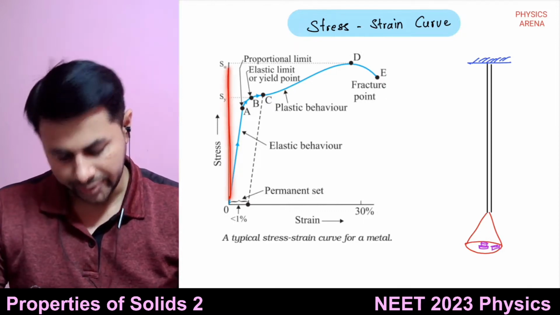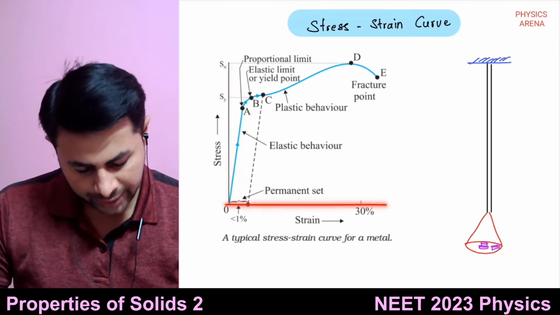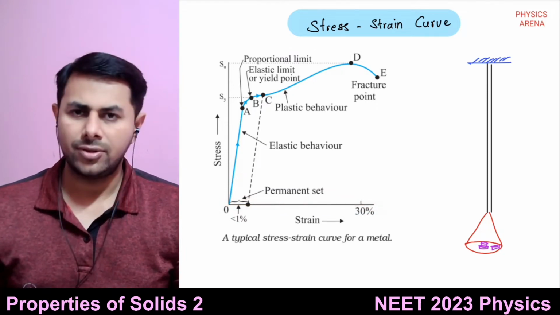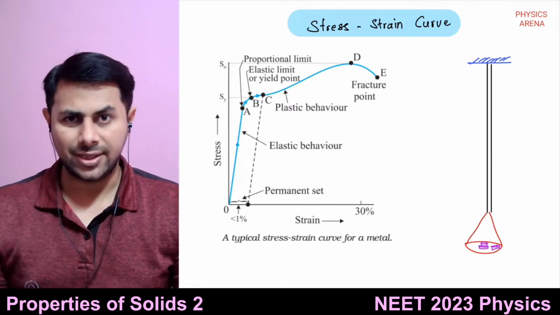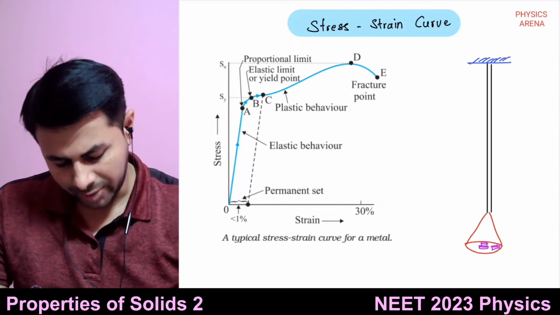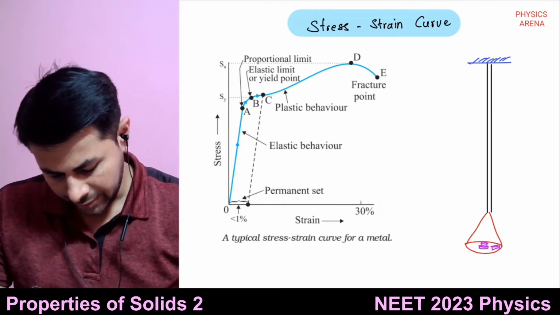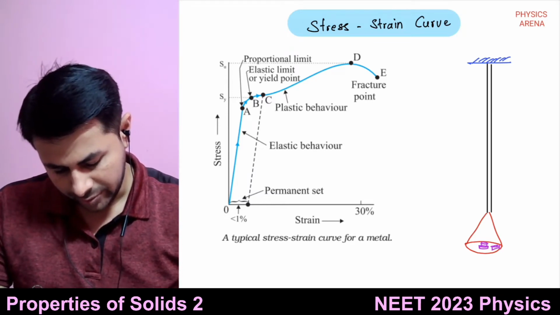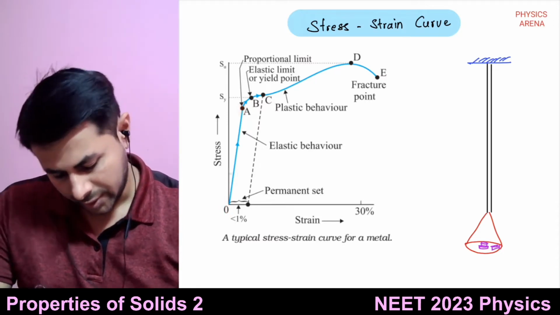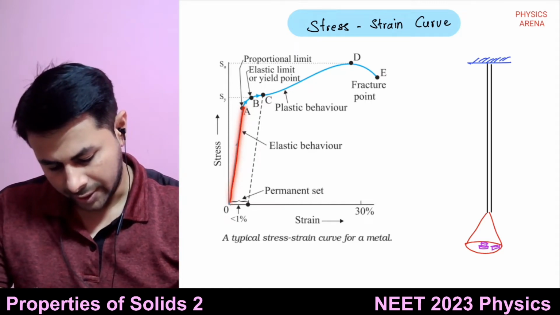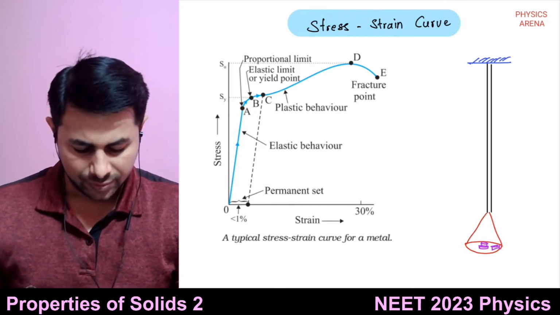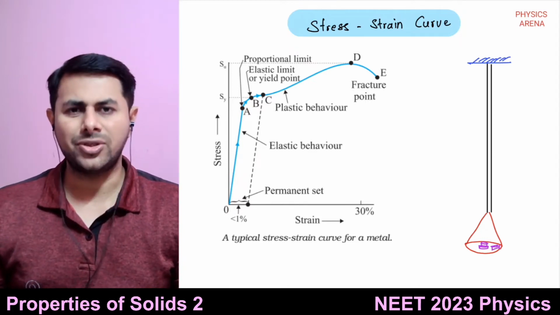The stress is plotted on the y-axis and strain is plotted on the x-axis. We add some weight, we record the extension, we find out the stress and strain, and we plot the points. You can see on this graph, from this point 0, or you can say O, to this point A, the graph looks straight. So the graph obeys Hooke's law.